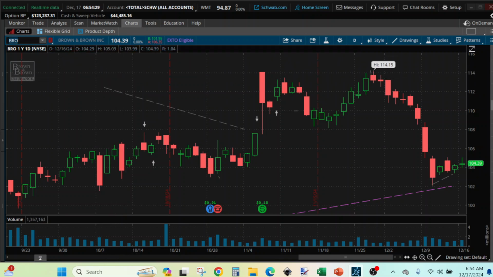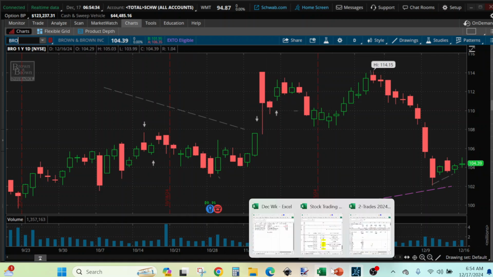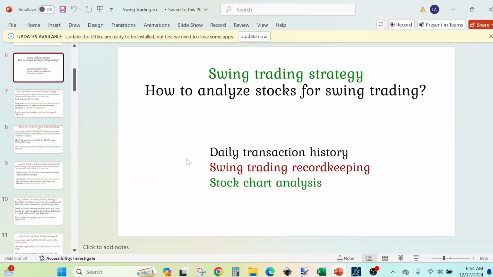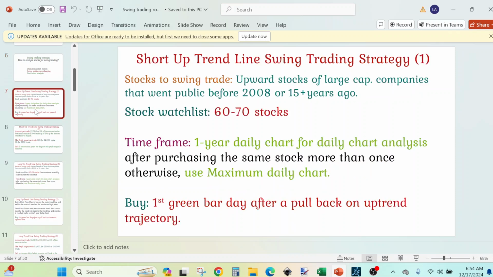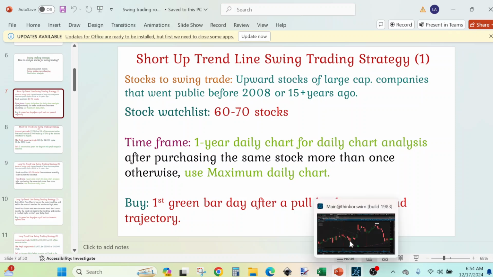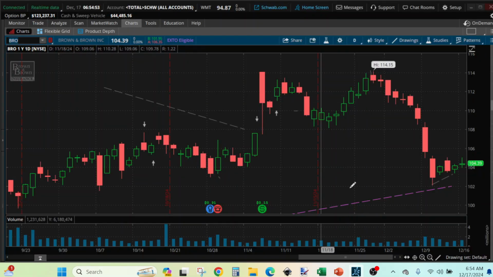with that in mind, let's start analyzing the chart. And in case you are wondering what kind of swing trading strategy we are using, it is the uptrend line swing trading strategy. For 2024, we use the short-term uptrend line swing trading strategy by following the chart even when it's away from the main trend line, and just buy along.